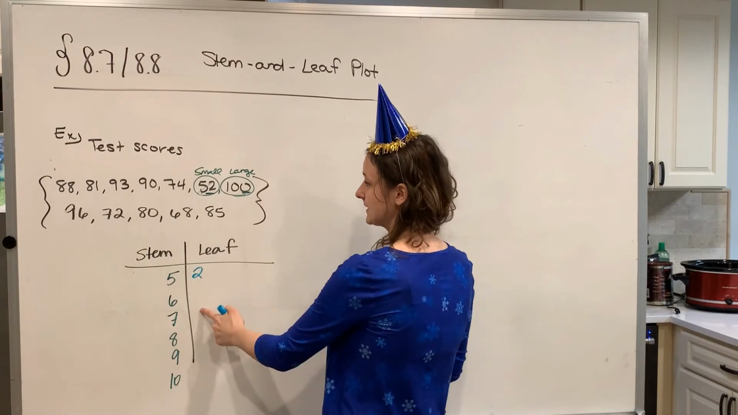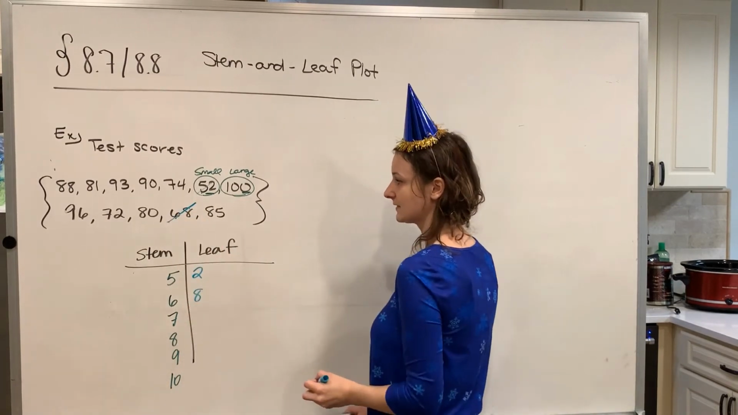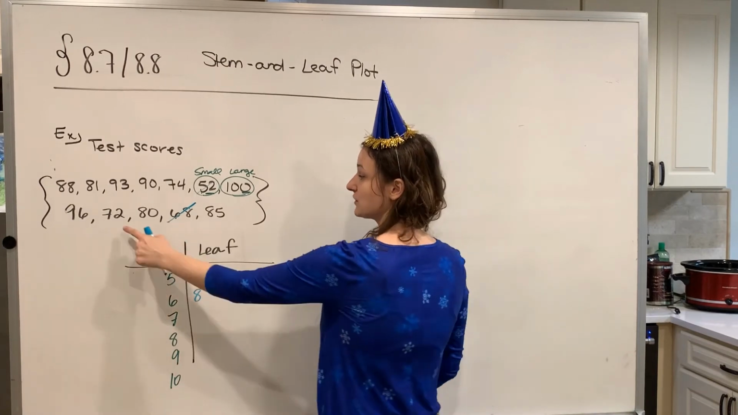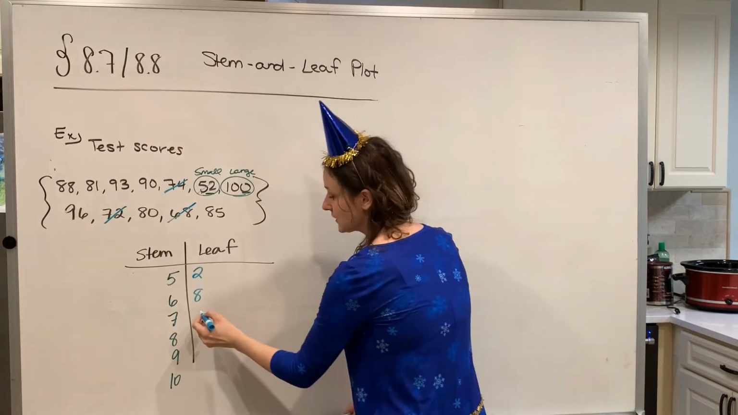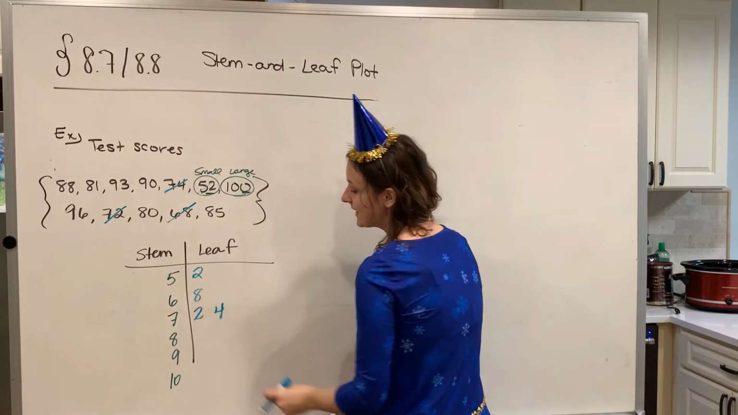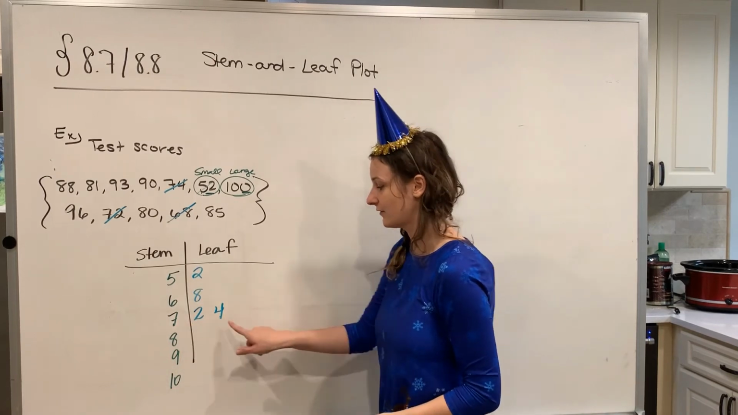How about in the 60s? Again, I just have one, 68. So I would put 68. Now the 70s, I have two now, 72 and 74. I want to put both of these here. So you put a 2 and a 4. This represents two different numbers, 72 and 74.